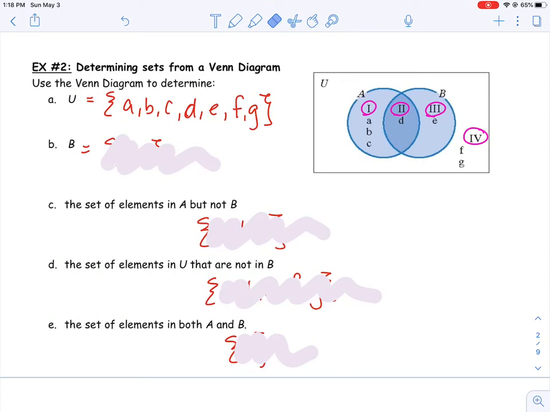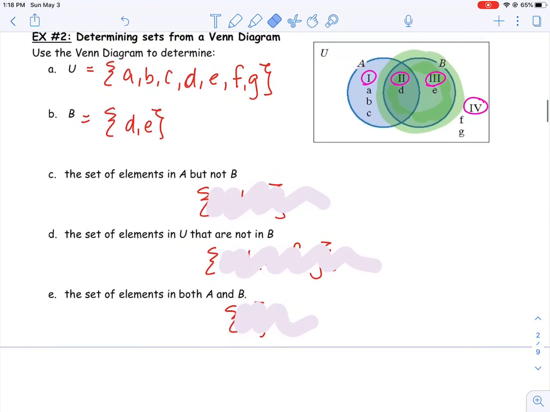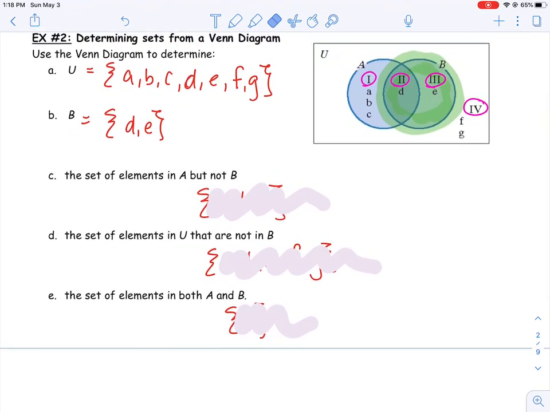So now what elements are in set B? Well, if this is set B, what elements do you see in this set? I see elements D and E, don't you? All right, let's keep going. Look at part C. Part C says the set of elements that are in A but are not in B. I want elements that are in A but that are not in B. So I have elements A, B, and C. Do you see it?